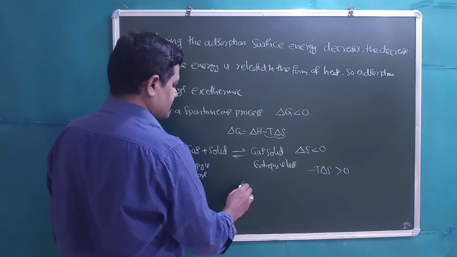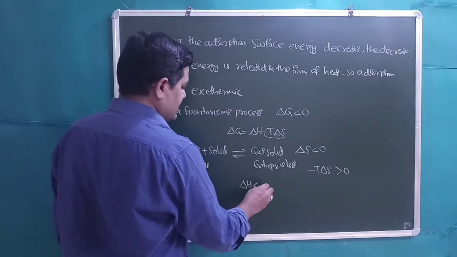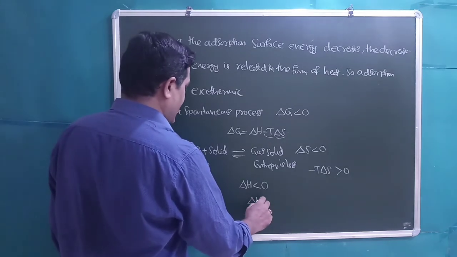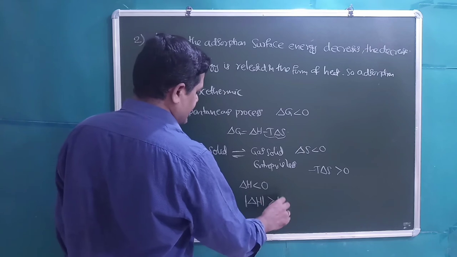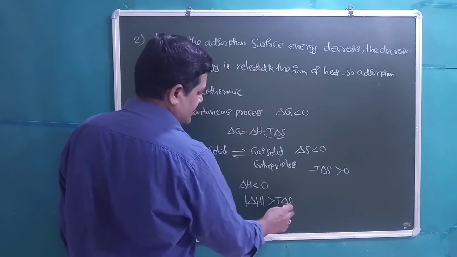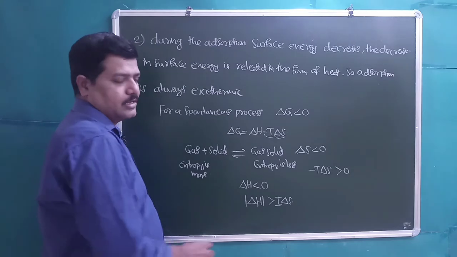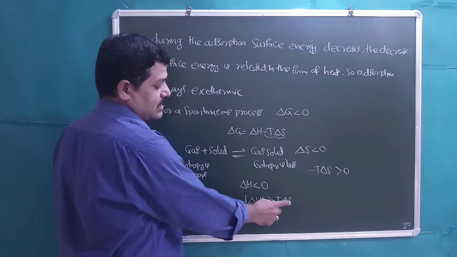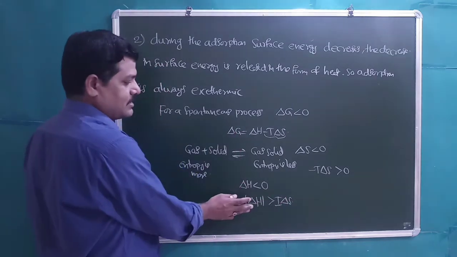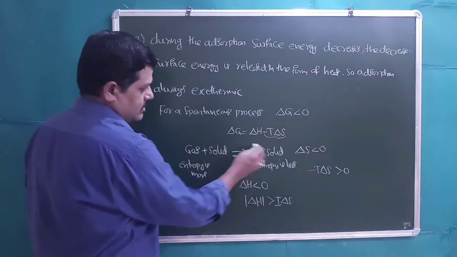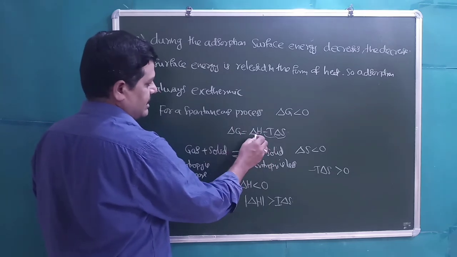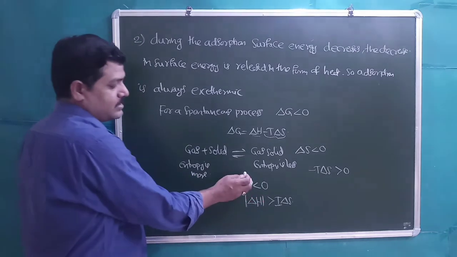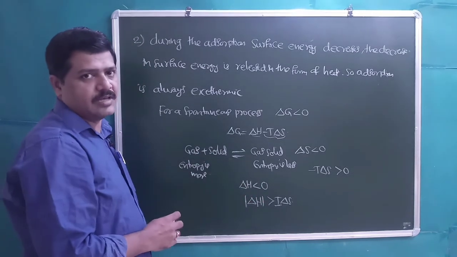Then delta H is always less than 0 for adsorption. And students, the magnitude of delta H should be greater than T delta S. So higher temperature will not favor this process. Lower temperature is required so that the magnitude of delta H is greater than T delta S, then the process will become spontaneous. This is the reason why the delta H sign for adsorption is always less than 0. Adsorption is always exothermic in nature.